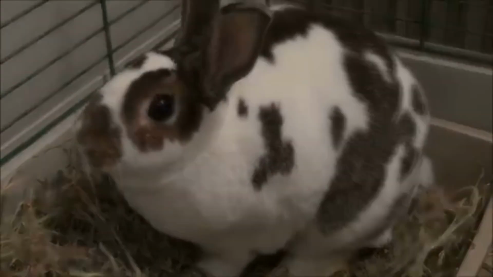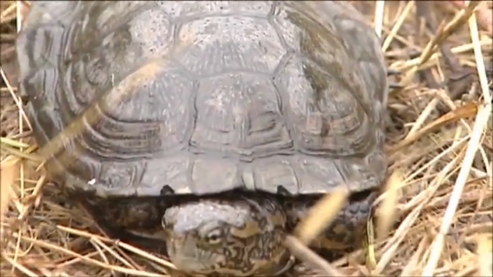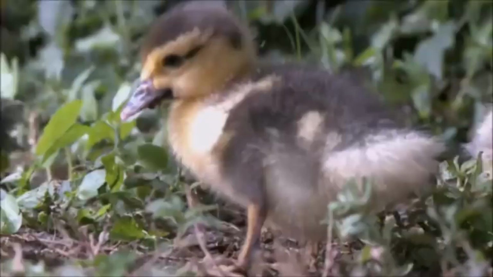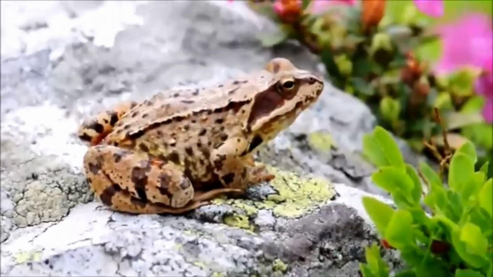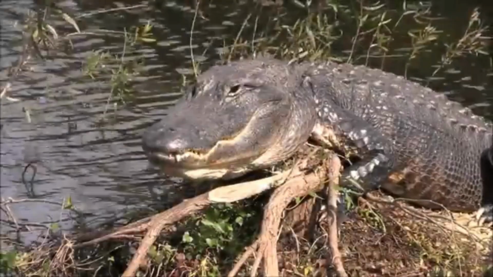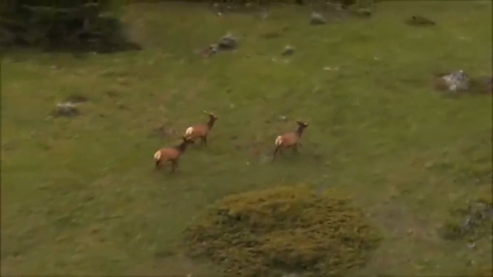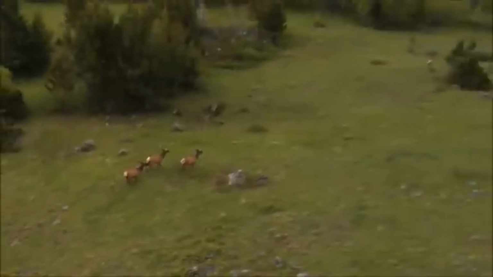The animal kingdom has been classified into many groups based on their characteristics. And this classification helps us to understand the world around us. Saying an animal is an invertebrate, a vertebrate, fish, amphibian, reptile, bird, or mammal says a lot about the animal and helps us to understand its needs and behavior.